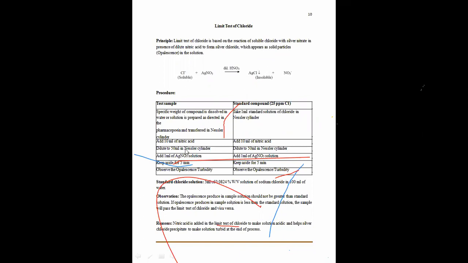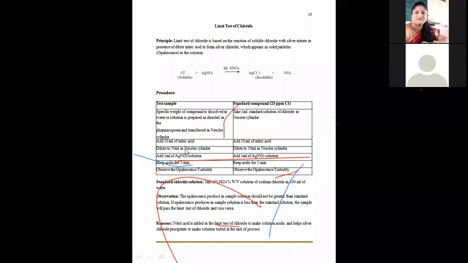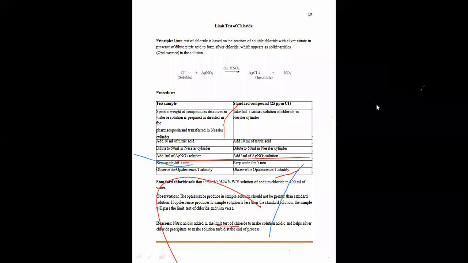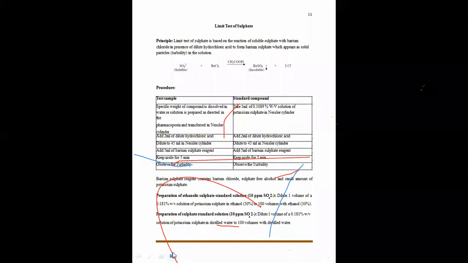Now this experiment you are going to do in the practical as well. The same experiment, the limit test of chloride, we are going to do in our practical. At that time, one sample solution is given to you to determine the limit of presence of chloride ion in the given solution. I hope I am clear on the limit test of chloride. The same type of impurities are present in the solution and we are going to determine the limit test.